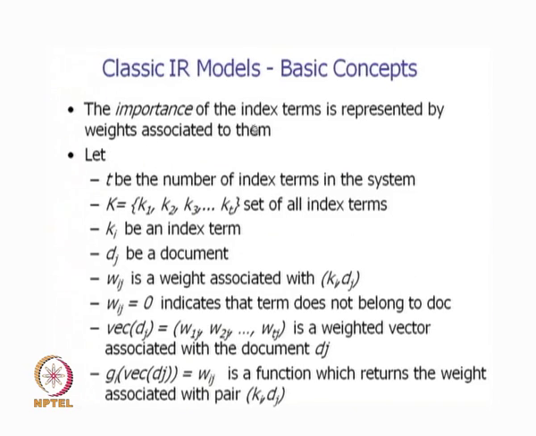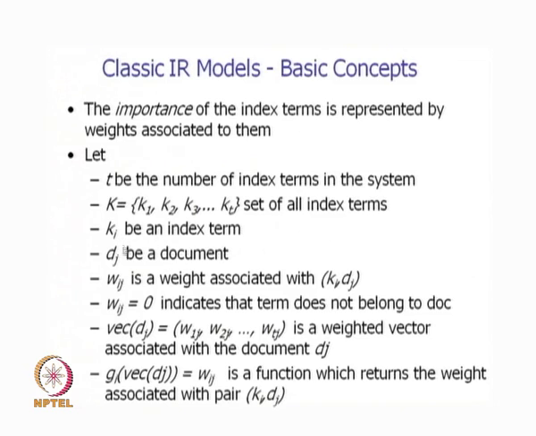So, the importance of the index terms is represented by weights associated with them. Let us suppose T is the number of index terms in the system. In the example for Delhi and Bombay discussed a while back, T value was 11. There were 11 terms which were the keywords in the system. So, let T be the number of index terms in the system. K equal to k_1, k_2, k_3 up to k_T is the set of all index terms. k_i is a particular index term, the ith index term.